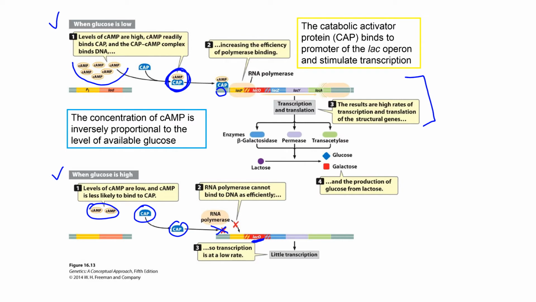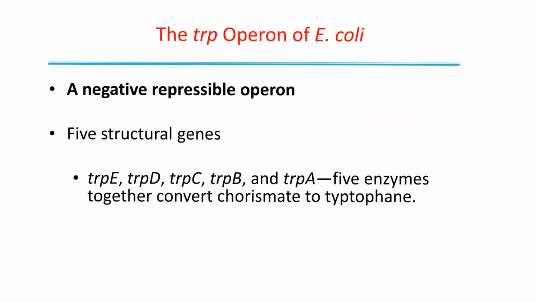binding of RNA polymerase. The TRP operon of E. coli controls biosynthesis of the amino acid tryptophan. It is an example of a negative repressible operon. So you recall, negative means that the regulatory protein is a repressor and it must be synthesized in an inactive state, so it cannot bind to the operator, so the operon is on, but it can be repressed.